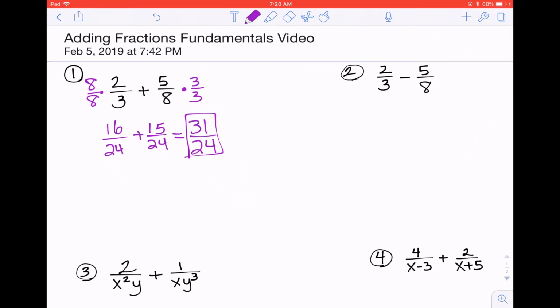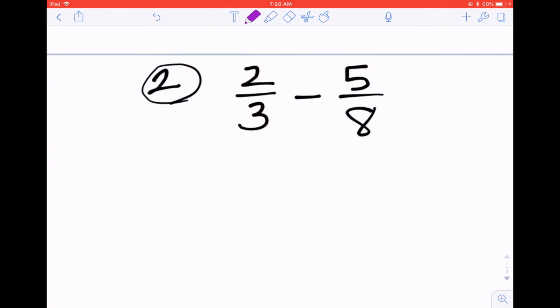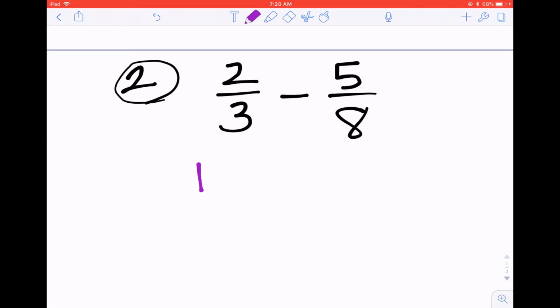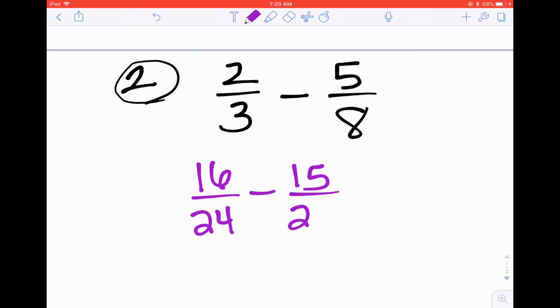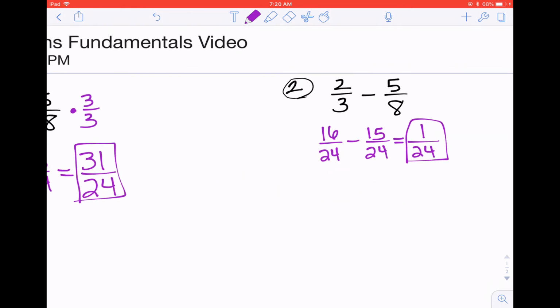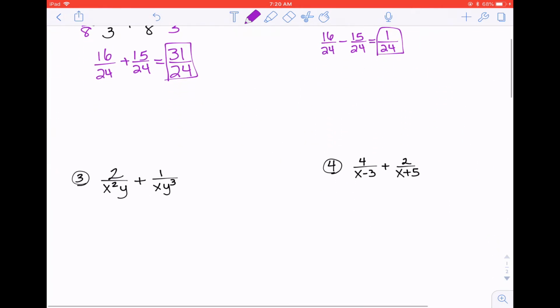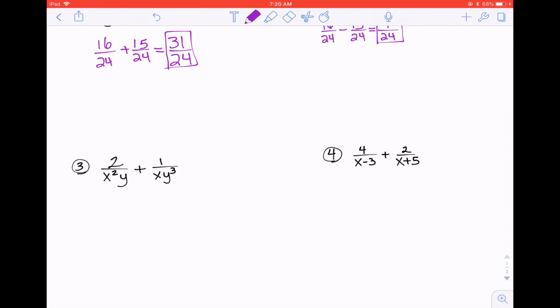Number two is the exact same fractions, but we're going to subtract. So we already know our common denominator is 24, and we will do the same thing. We'll multiply the first fraction by 8/8 to get 16/24, and the second fraction by 3/3 to get 15/24. Once again, when we subtract, the denominator stays the same, and we just subtract the numerators, and we get 1/24.